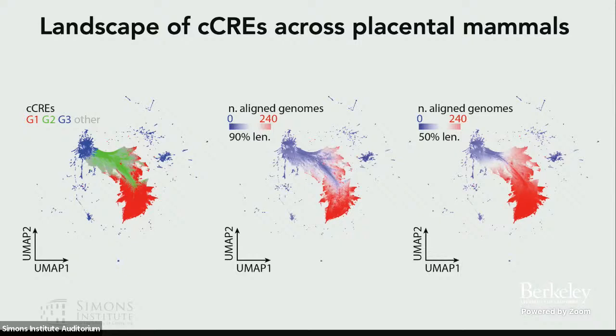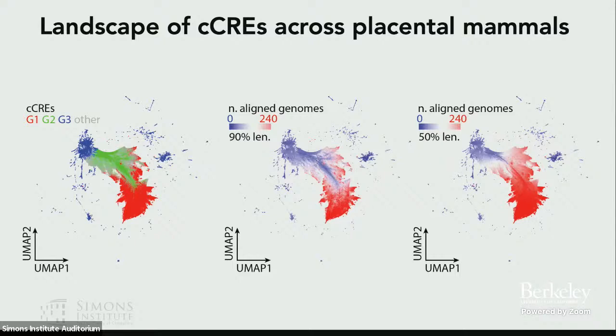So we took the alignment. Each cCRE can be represented as an alignment, a percent alignment across all 240 genomes, right? And then we throw this thing into UMAP. And if you still remember group 1, group 2, group 3 in that triangle heat map, they show up. I was like, whoa, what is this?